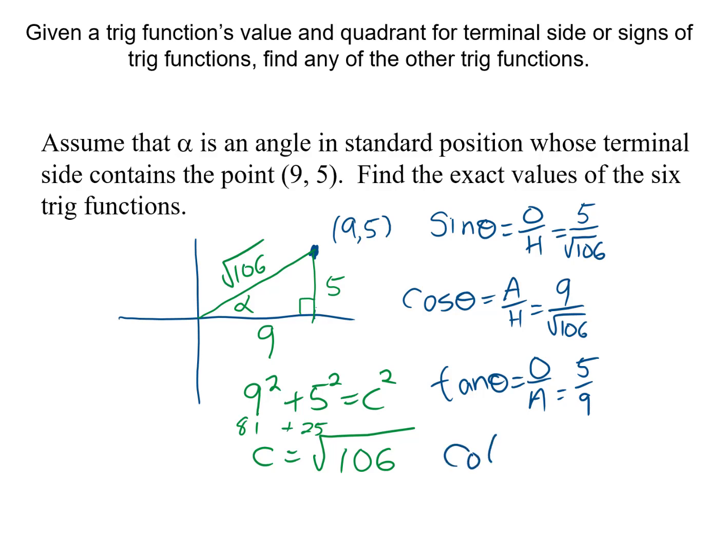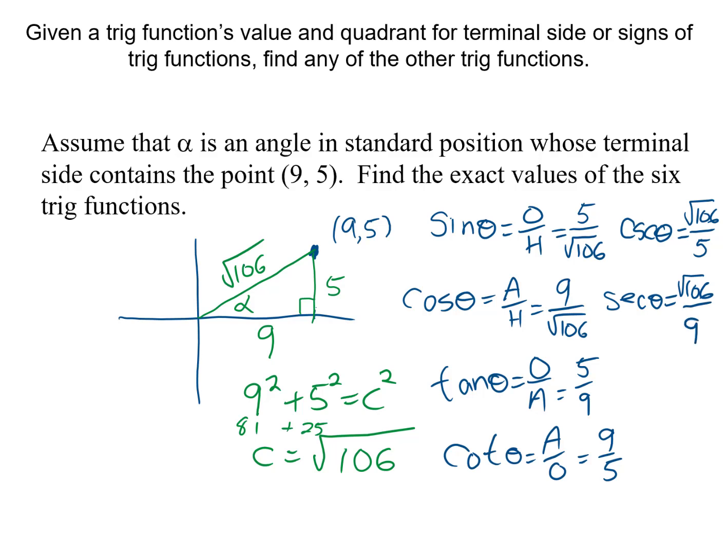Okay, then we could get cotangent because that is the reciprocal of tangent, so we turn it the other way, flip that over, and get 9/5 for cotangent. I'm going to squeeze it in up here because they're related. If I wanted cosecant, that's the reciprocal of sine, so instead of opposite over hypotenuse, it would be hypotenuse, square root of 106, over opposite. And then secant is the reciprocal of cosine, so instead of adjacent over hypotenuse, it'll be hypotenuse, square root of 106, over adjacent, which is 9.